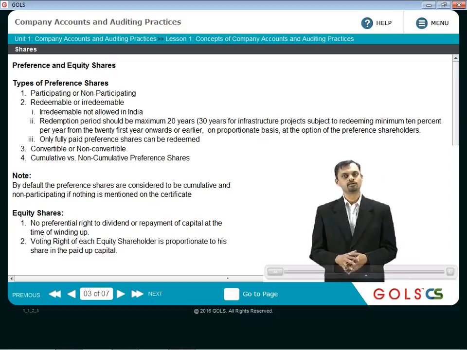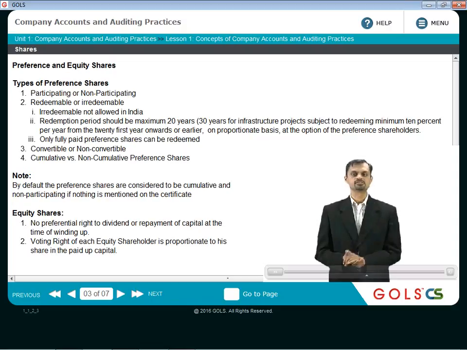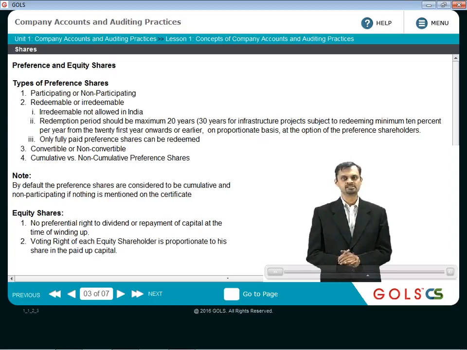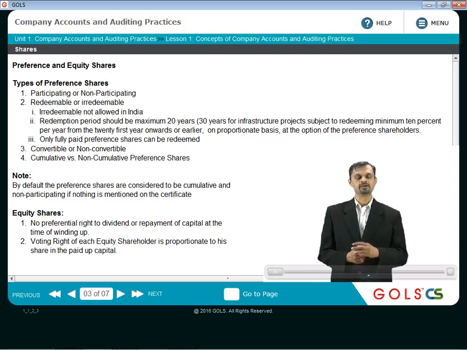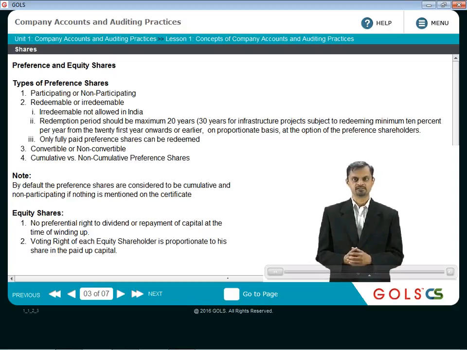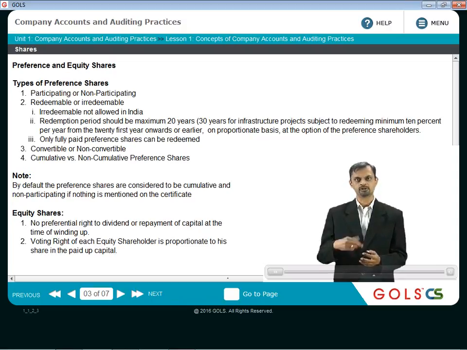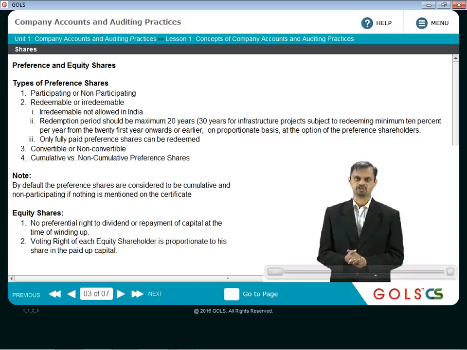Another category of preference shares, convertible versus non-convertible. So convertible means these shares can be converted into equity shares at the time of redemption as per the option given to the preference shareholders. Versus non-convertible, in case of non-convertible preference shares, the redemption will happen compulsorily in cash. So they will not have an option to convert their preference shares into equity shares.